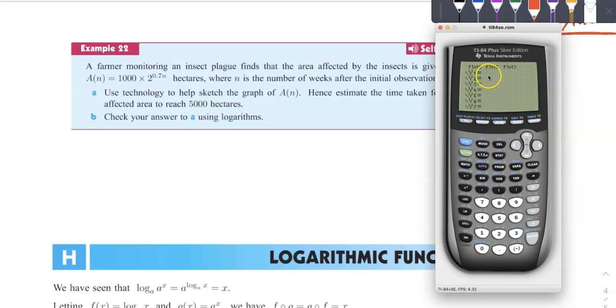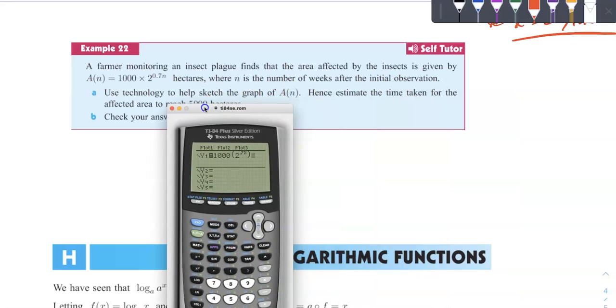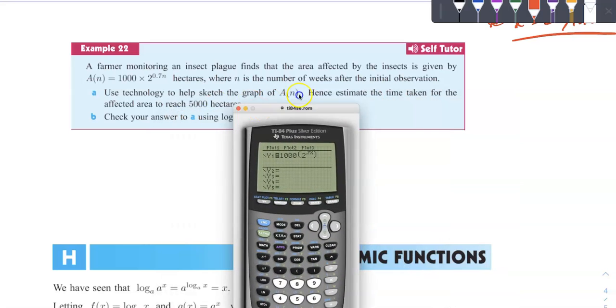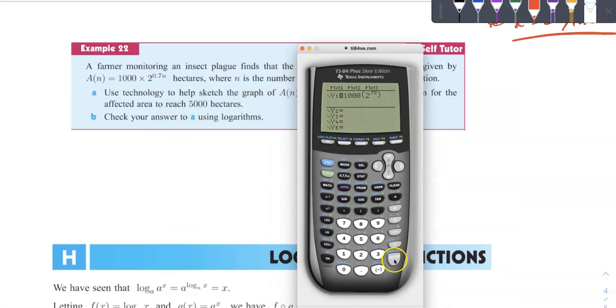All we're going to do is go to y, we're going to graph it, and we're going to set 1,000 times 2 to the power of 0.7. Now we don't have an n, we're just going to use x. So we're going to graph like that. Now, they want us to estimate the time taken for the affected area to reach 5,000. So I'll make y2 be my 5,000.